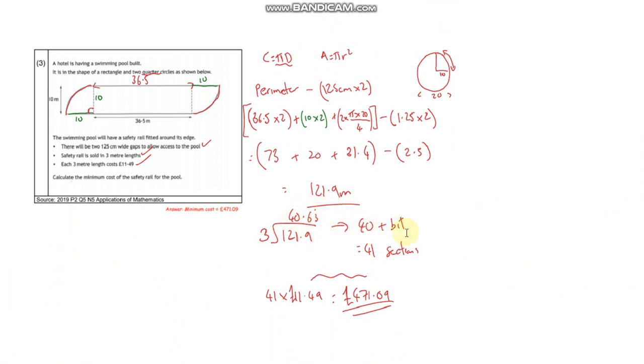You have to round up for that because you can't buy 40 and a bit. You can't buy a bit of something, you have to round up. If you need 1.999 of something, you have to buy 2. If you need 1.001 of something, you need to buy 2. You're not allowed to just round down as it suits you.